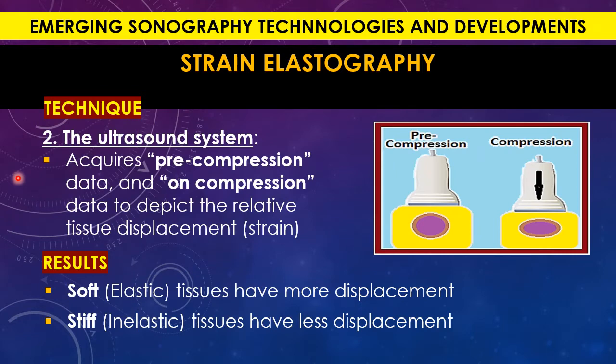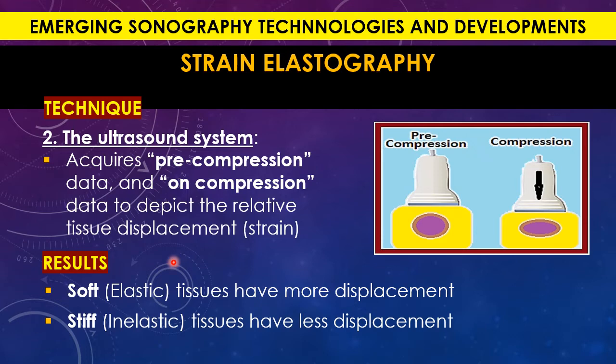On the other side, the ultrasound system takes some data before compression, called the pre-compression data, and these are kept inside the ultrasound system. Then when you apply compression with your probe, the machine takes another set of data, called the post-compression data. Comparing these data together, the machine can calculate that there is some tissue displacement, and this is what the machine displays on the screen.